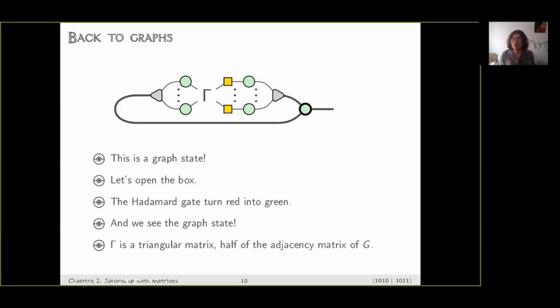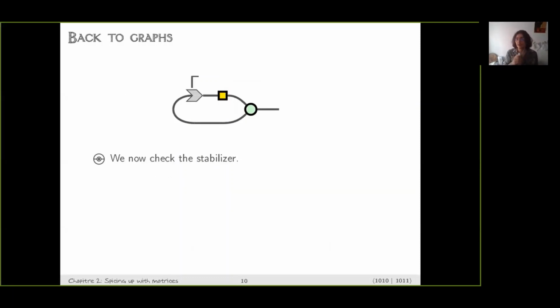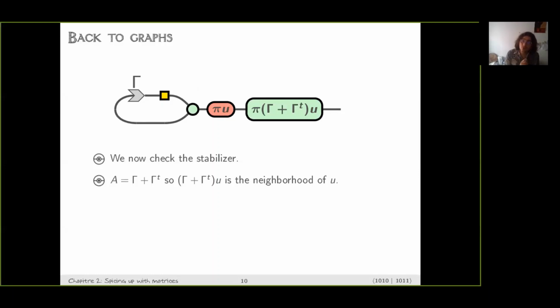So let's just check this invariance property on this graph. We take gamma, as I say, this is half the adjacency matrix, and let's go. Here we see this U is a 0-1 vector, which is 0 everywhere except on the wire corresponding to the vertex U. So this generalized phase here is exactly just sending a red pi gate on the vertex U. Now, by definition, the adjacency matrix is equal to gamma plus gamma transpose.